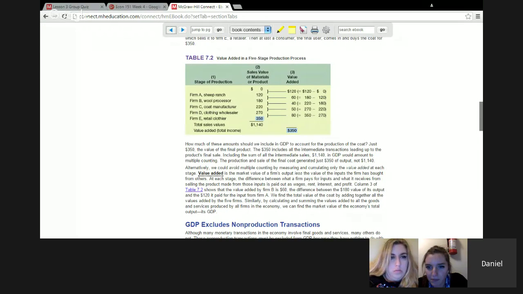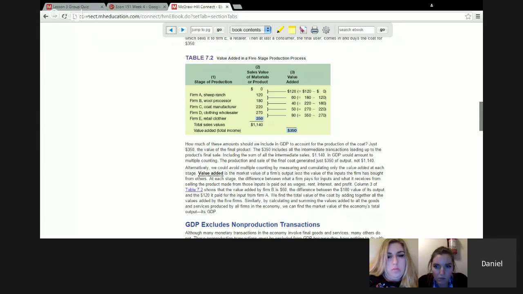Yeah. So what it's saying is it's giving the sheep ranch or jacket, basically making a jacket. So this first firm, A, is the sheep ranch, and their sales, the added value, is 120. And then firm B, what they bought the wool for is 120. And then they process it and sell it for 180. So their 180 that they sell it for minus the 120 they purchased it for is the $60 added value to the total value of the product.